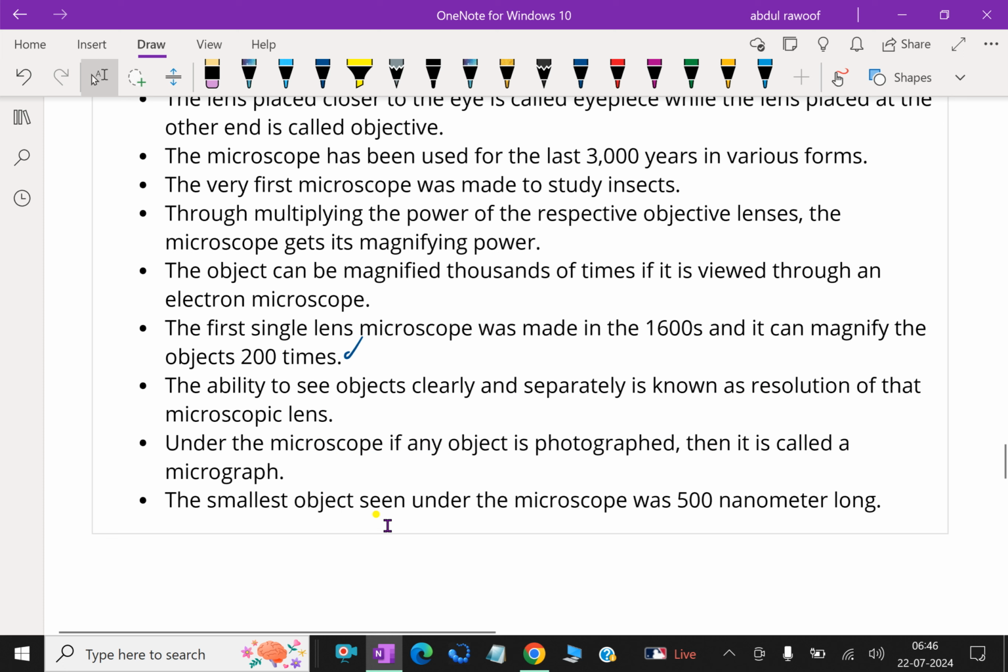The smallest object seen under the microscope was up to 500 nanometers long. A nanometer is 10 power minus 9 meter. That much very small things can be observed with the use of a special microscope.